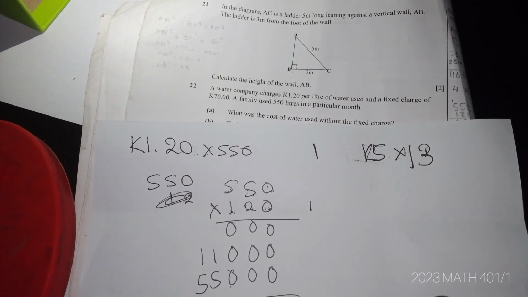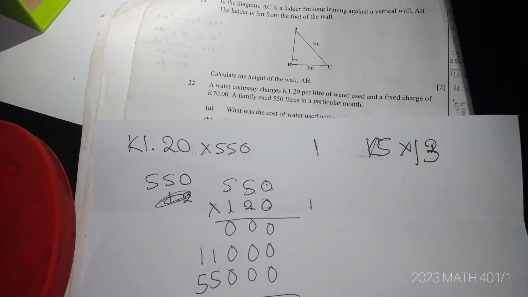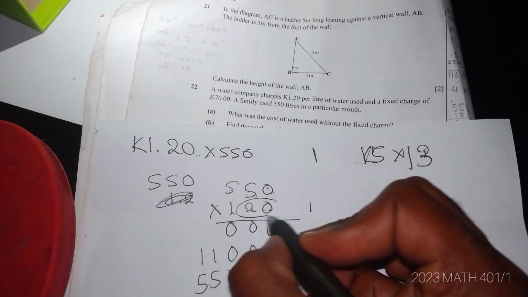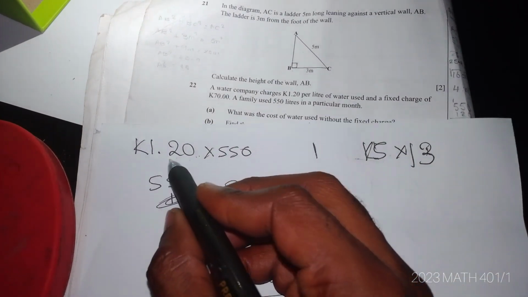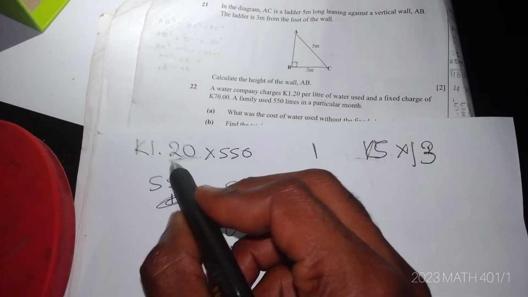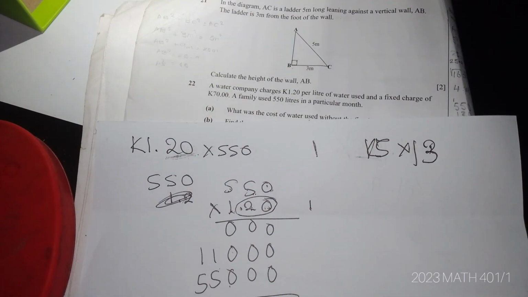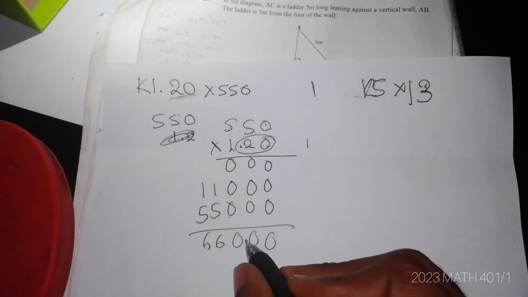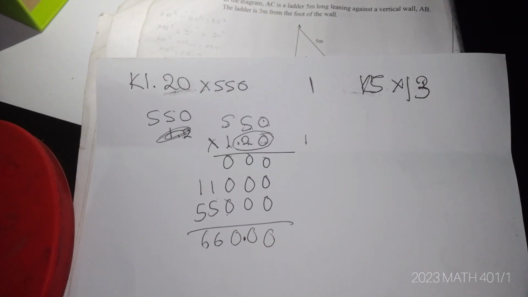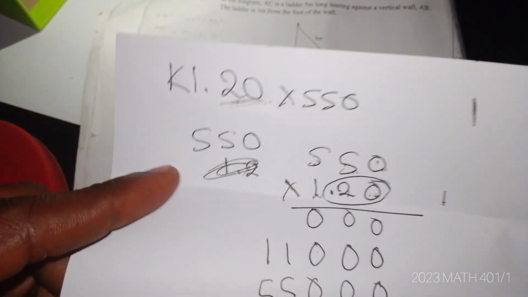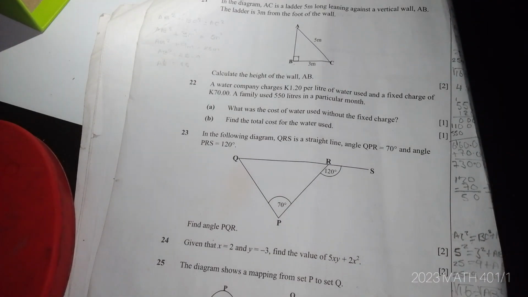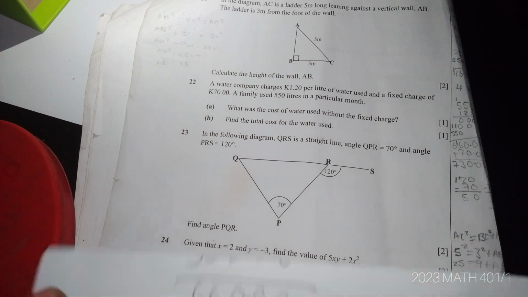And then when you add these numbers, you have this 660. But remember that the numbers you are multiplying had 2 decimal places. So that means even your final answer should have 2 decimal places. Like this. So your answer here will be 660 kwacha without the fixed charge.